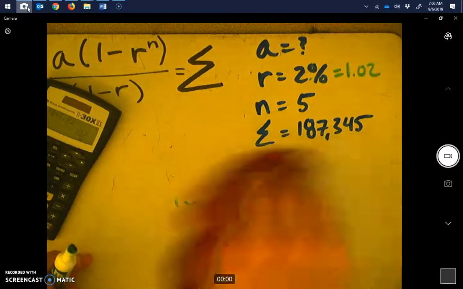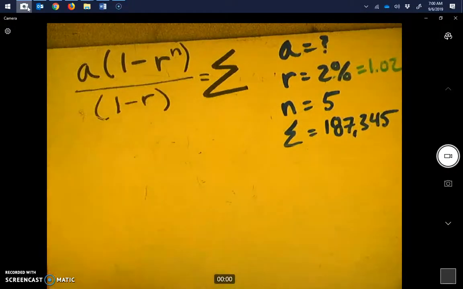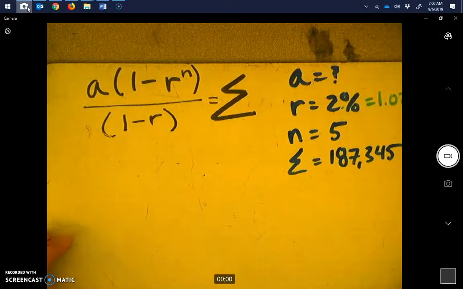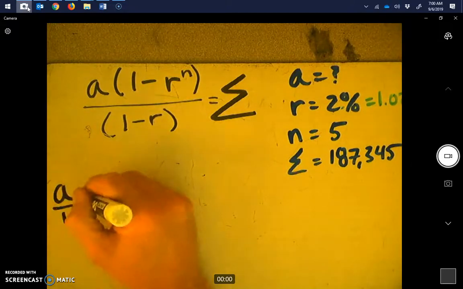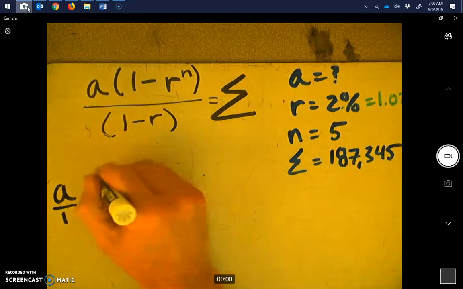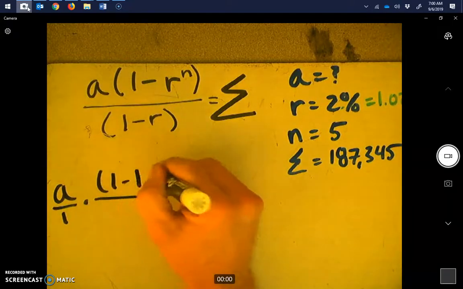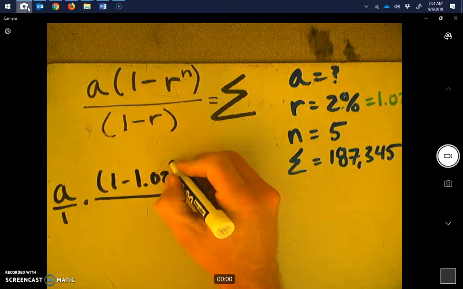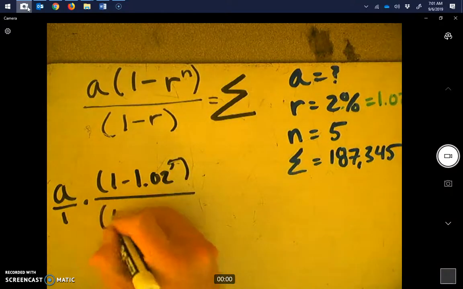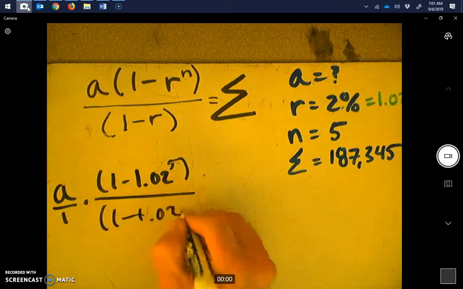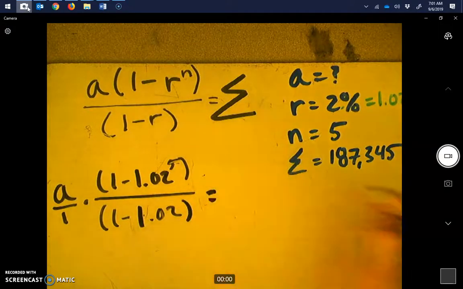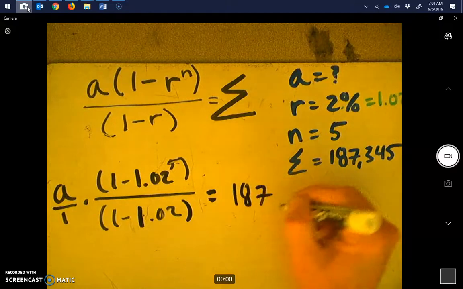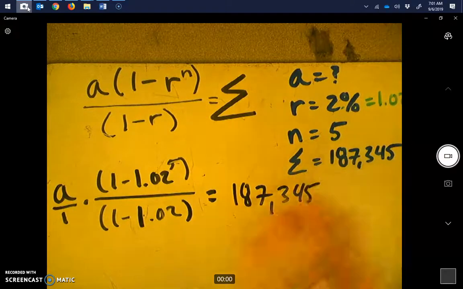All right, now let's plug in all of our numbers. So when we have A out in front by itself, we're going to leave that as our unknown. And we have 1 minus 1.02 to the 5th power over 1 minus 1.02, and that equals 187,345.